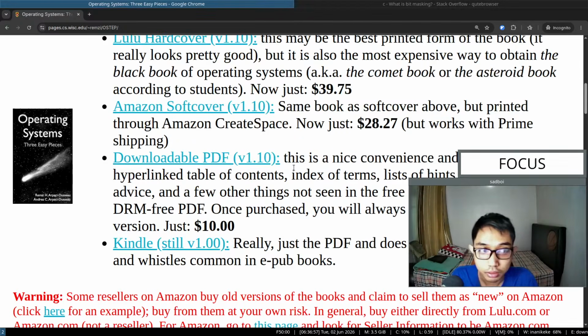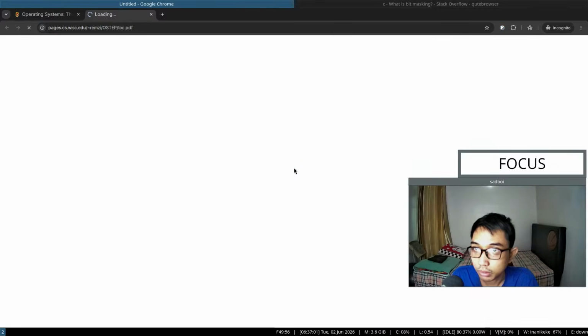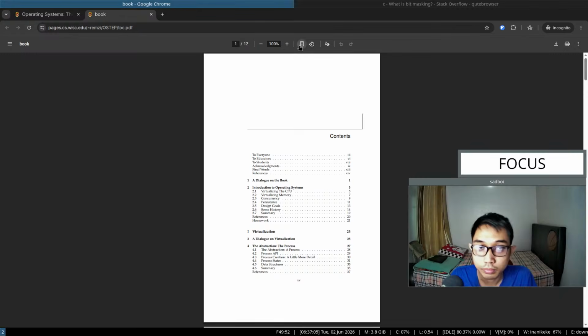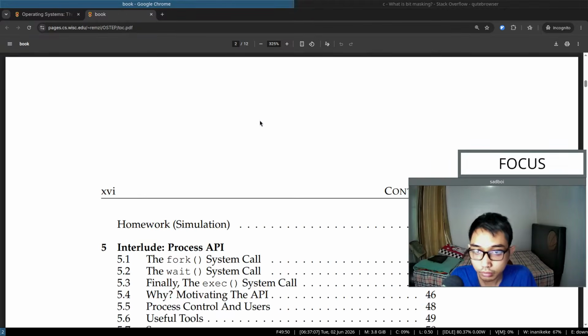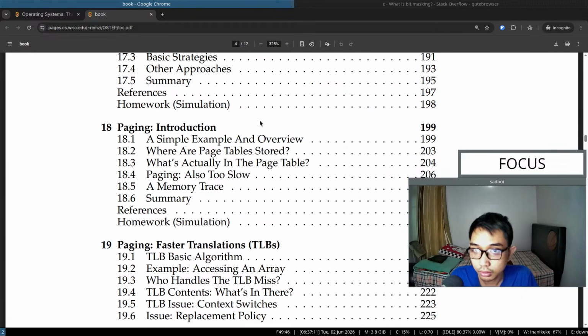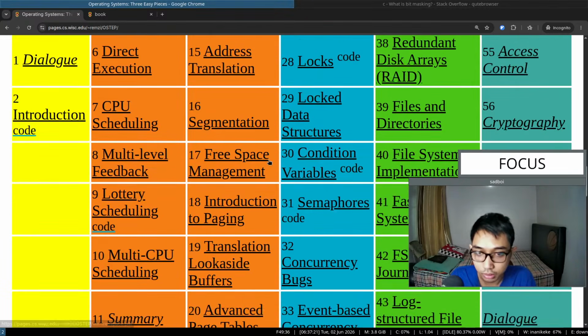Alright, let's continue. Let me open the table of content first. We are still on chapter 18, paging introduction here. We are on the homework simulation. Let me open that.